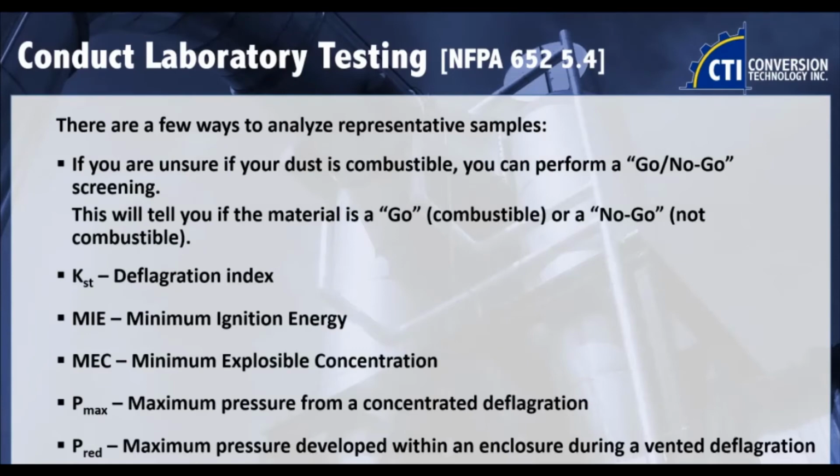I would always first do what's called a go, no-go screening. That's on the cheaper end of the tests. It's still about $300 to $500 depending on the lab, but it'll tell you if your material is a go and combustible and combusted in their chamber, or a no-go and not combustible. So the lab that we work with, we would do a go, no-go first for every dust, and then if it comes back as combustible, it automatically goes forward to do the KST and PMAX test.